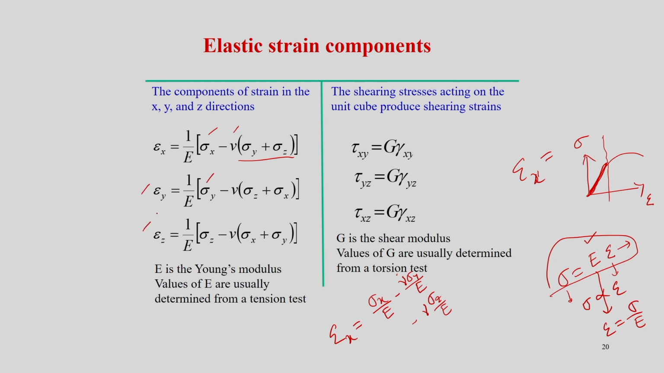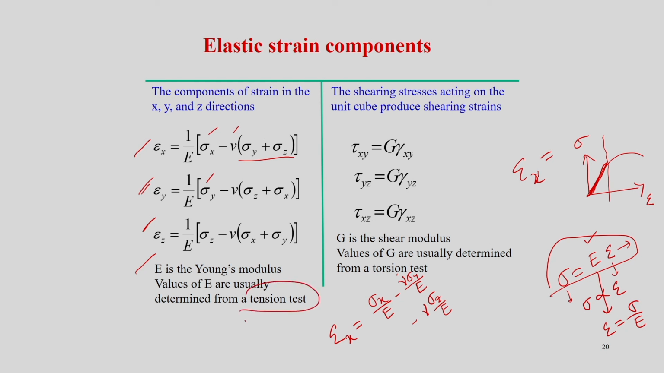Similarly, epsilon z we can also estimate from the effective strain, where sigma z over E is reduced by the other strain components caused by the stresses sigma x and sigma y. That is why we can effectively write the three strain components along the x, y and z directions as epsilon x, epsilon y and epsilon z. Now, E is the Young's modulus, and values of E are usually determined from the tension test.